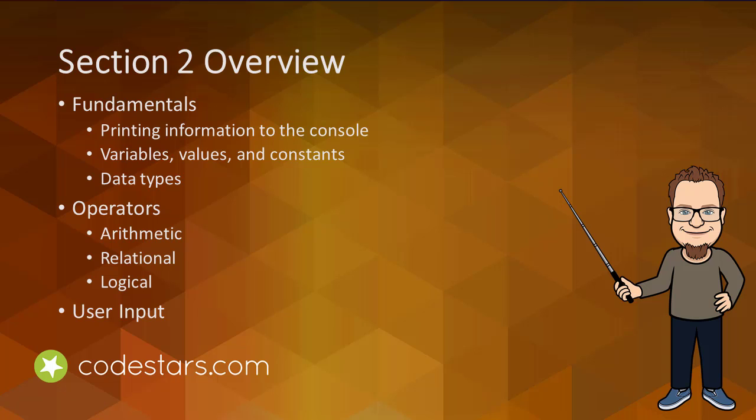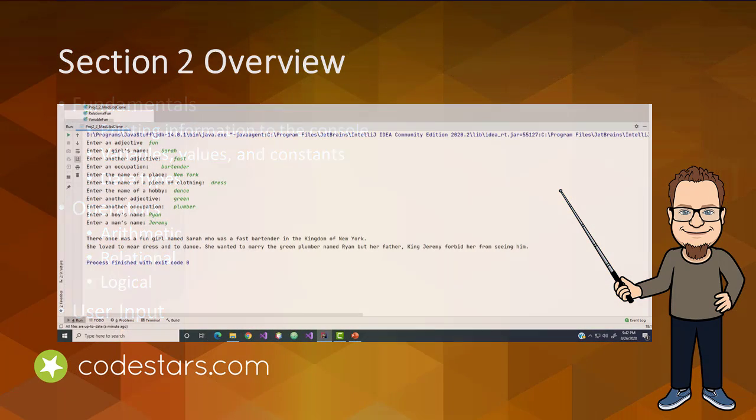Near the end of the section, you'll have a chance to strengthen your newly learned skills with a couple projects, specifically an Average of 3 program and a Mad Libs project.